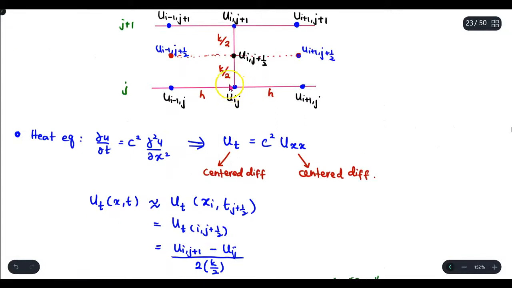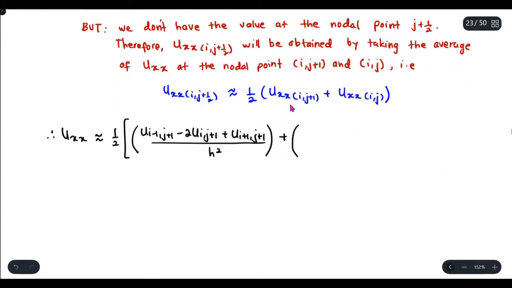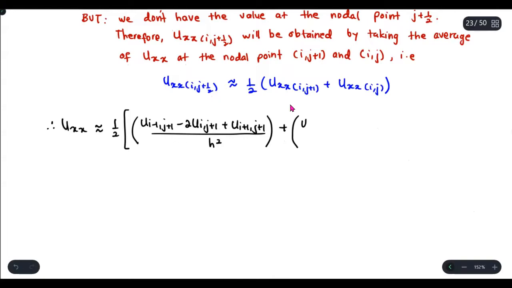So the centered difference formula for the second derivative at this point is the left node u(i-1, j), minus 2 times the middle node, 2 u(i, j), plus the right node u(i+1, j), over h squared. So you will have u(i-1, j) minus 2 u(i, j) plus u(i+1, j) over h squared.